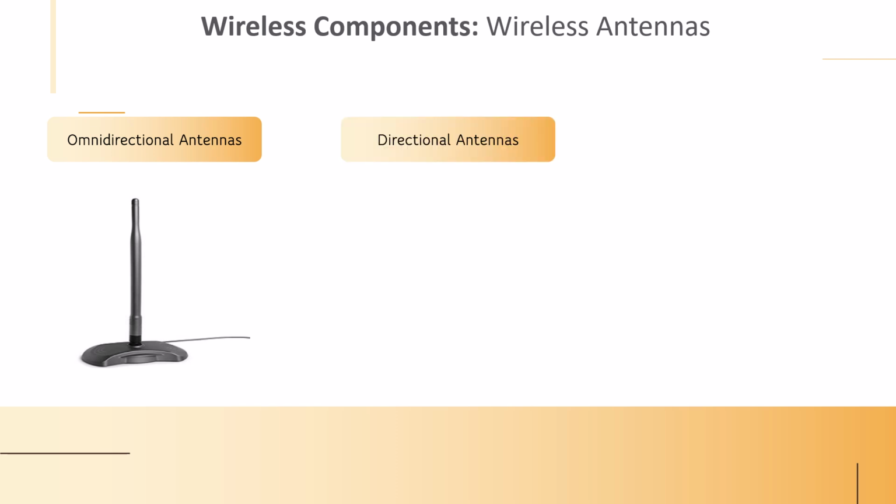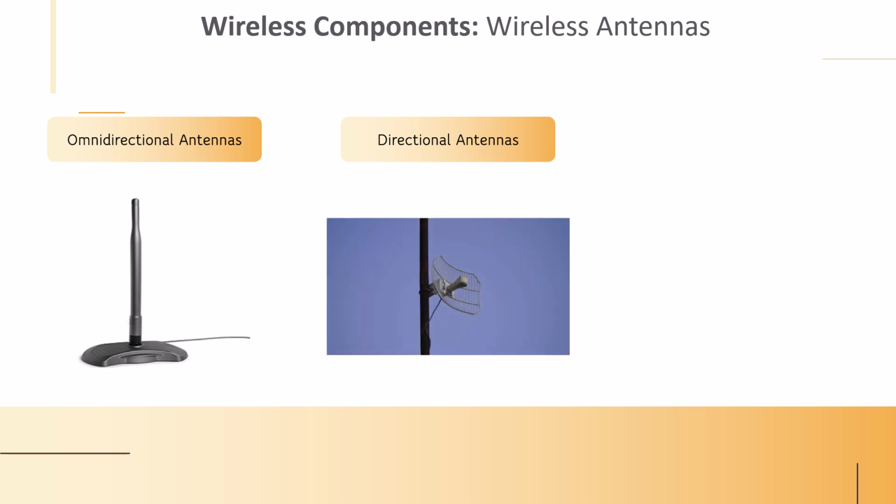We have directional antennas. They focus the radio signal in a given direction. This enhances the signal to and from the access point in the direction the antenna is pointing. This provides a stronger signal strength in one direction and reduced signal strength in all other directions. Examples of directional Wi-Fi antennas include Yagi and parabolic dish antennas.